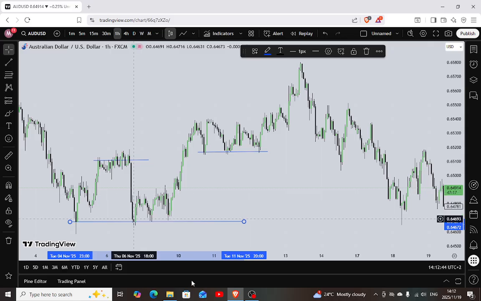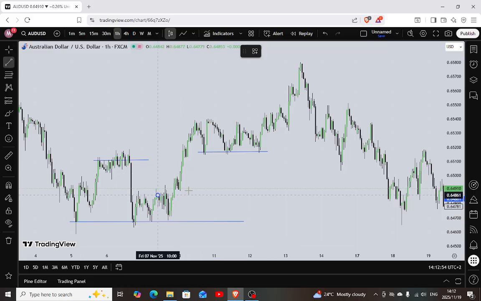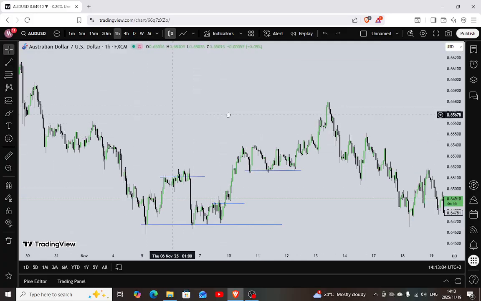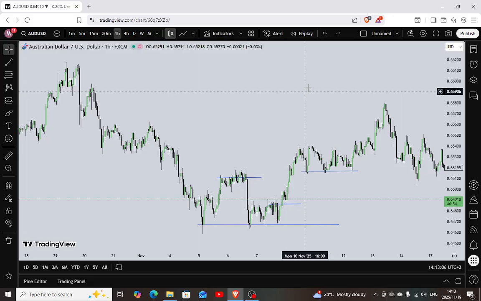We found a floor there, and then from there we tested this area for the second time, and then the third time, right? After that, we broke this previous resistance area. So that told you what? That the market is now on an uptrend. Sorry, it's on a downtrend, because you see here, we're having sellers.